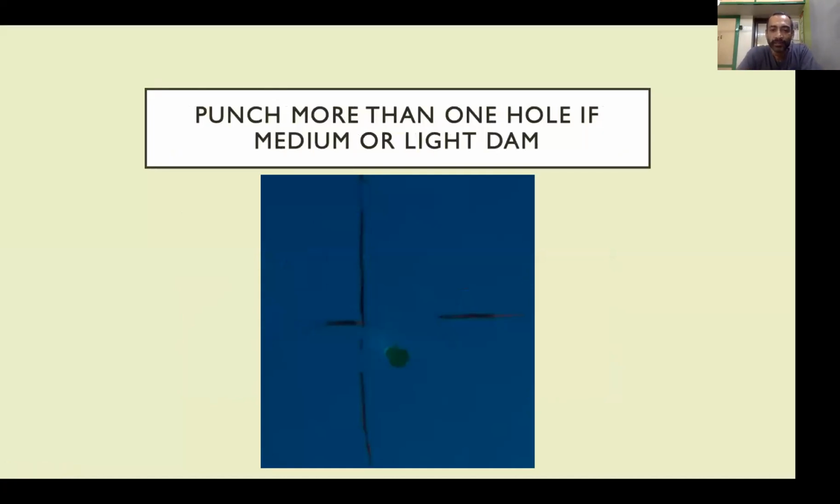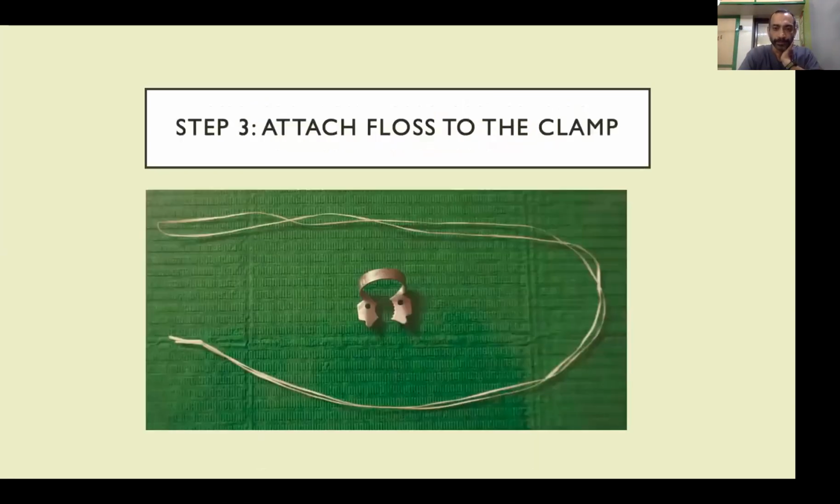To begin with, it is ideal to punch more than one hole, maybe in a triangular fashion, leaving behind a little Mercedes-Benz sign over there, a triangle of holes. This is done for medium and light dams just to ensure that the dam doesn't tear as you stretch it. So you are allowed to place more than one hole in the center.